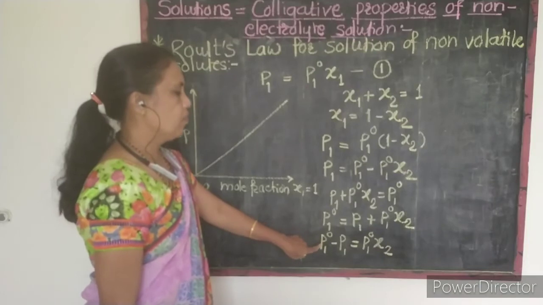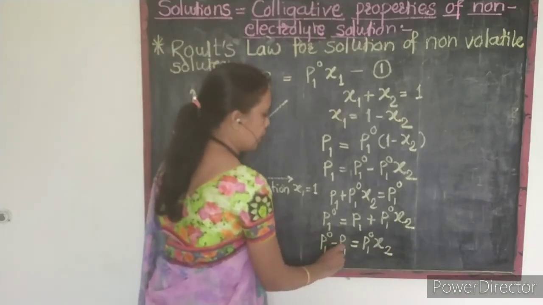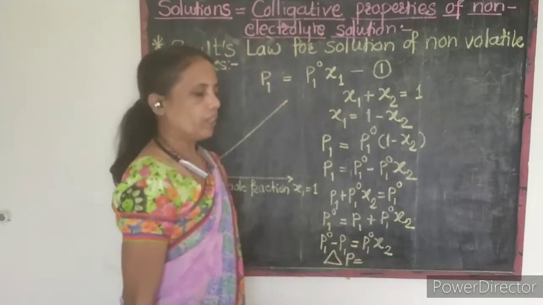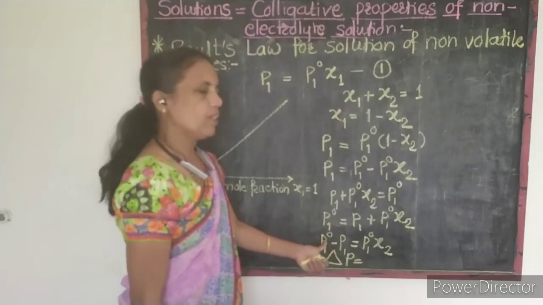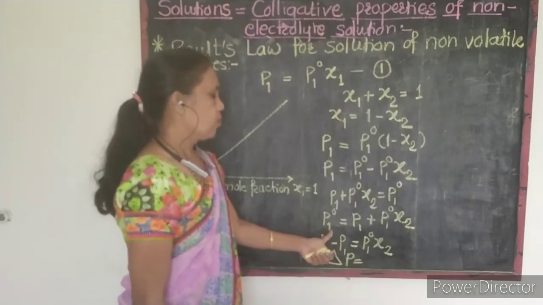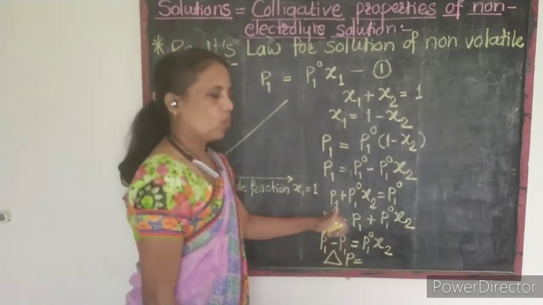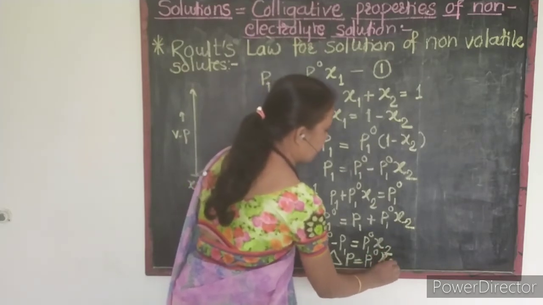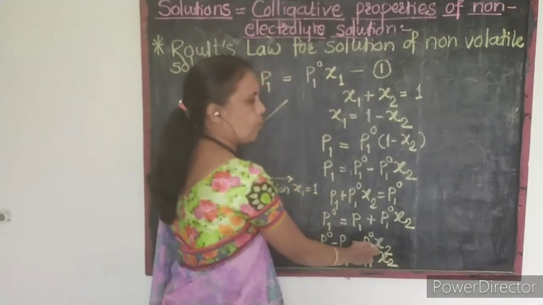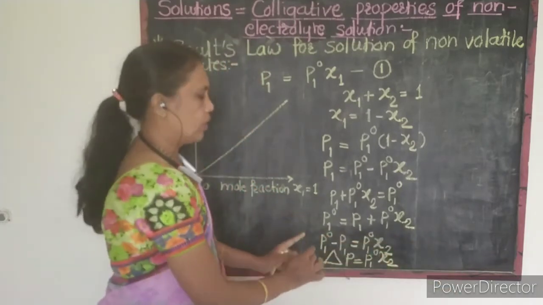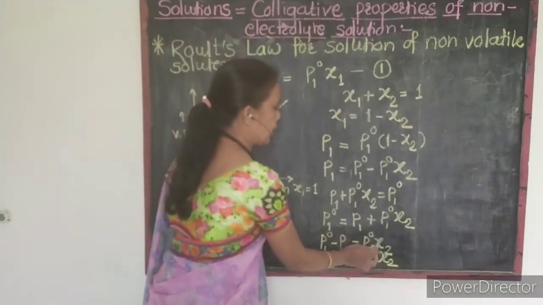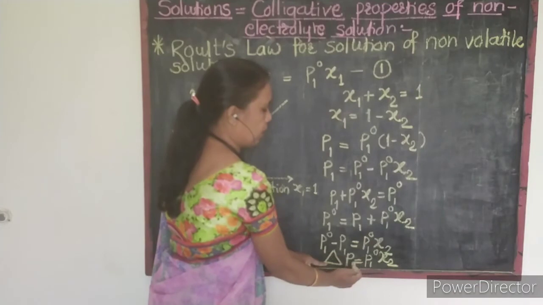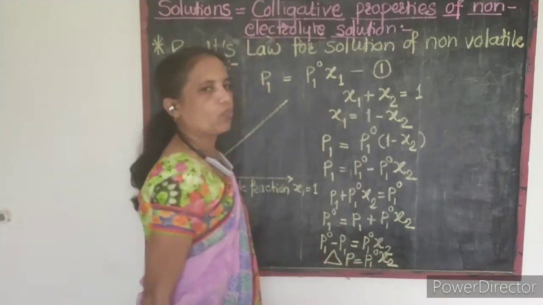From this we can write P10 minus P1 is nothing but delta P. In the last point we defined it. It is the difference between the vapor pressure of pure solvent and solvent in solution, which is equal to P10 x2. Here P10 is constant for a particular solution, that is, for the solvent you have considered, P10 will be constant. From this we can see that lowering in vapor pressure is proportional to x2.